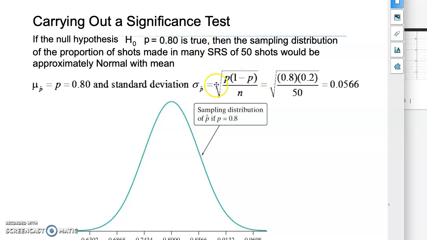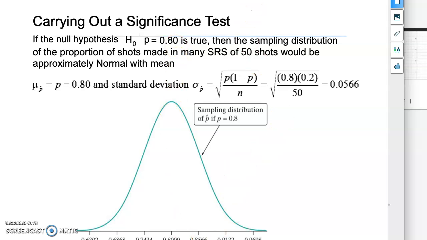So here's how we come up with our standard deviation. We have the 0.8, which is the hypothesis value, times 0.2, 1 minus 0.8, over 50, which gives us this for our standard deviation. So if we assume that H0 is true, then the p, which is the mean of our normal distribution, is 0.8. So here you see 0.8.